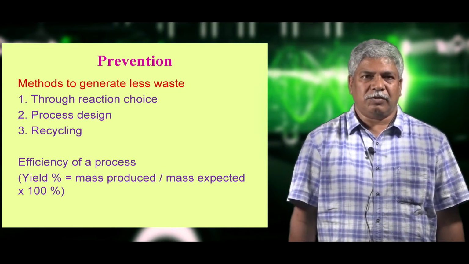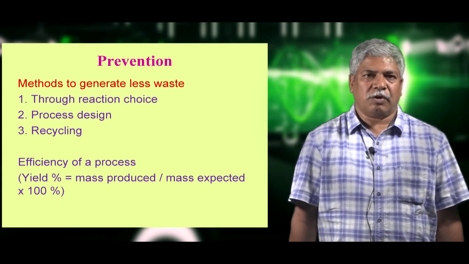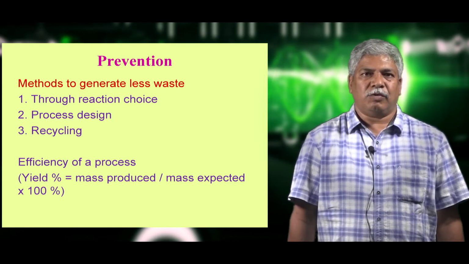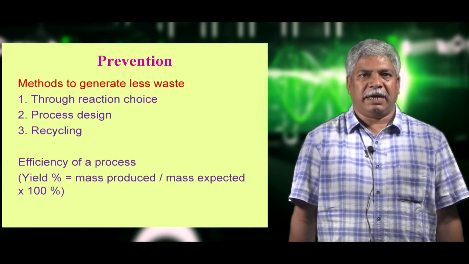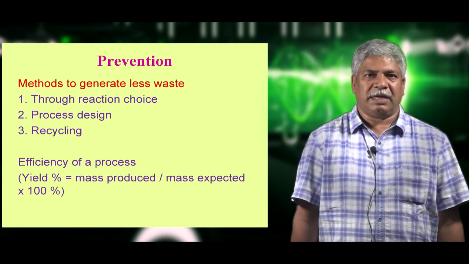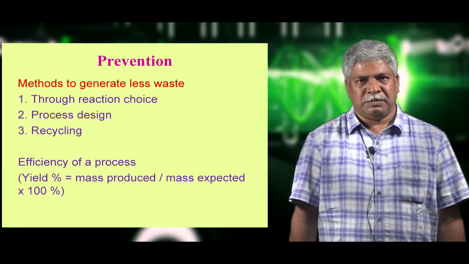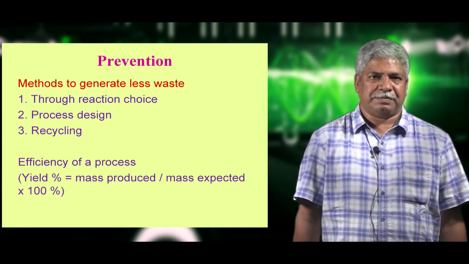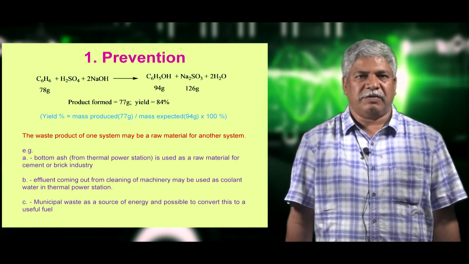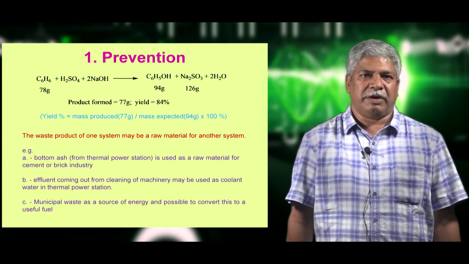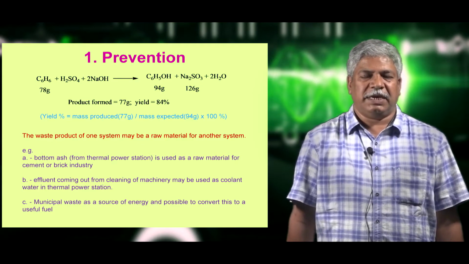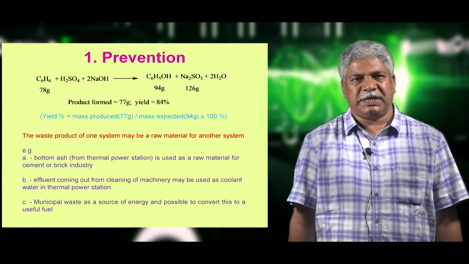Now let me tell you another factor which is called yield, which compares the amount of product formed and the expected amount of product to be obtained in that particular reaction. Let us see with an example. Phenol can be prepared from benzene, sulfuric acid and sodium hydroxide. Of course, this is not in one stage; it can be prepared in 3 stages.